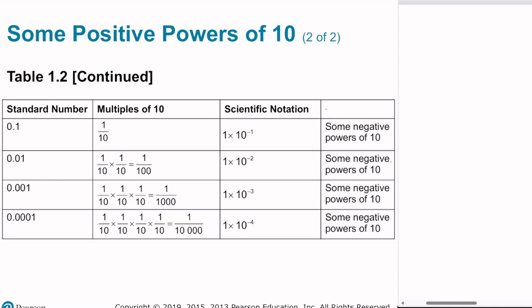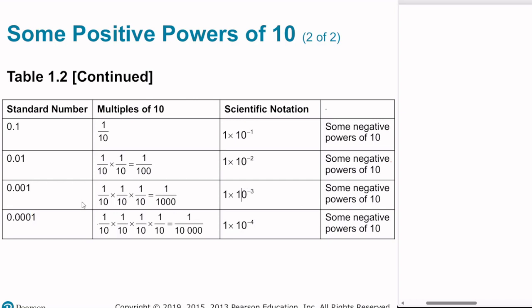Here are some negative powers of 10. For example, where our standard number is 0.0001, we can express that as 1 times 10 to the minus fourth, or 1/10 times 1/10 times 1/10 times 1/10. This number is in the 10,000ths place. The tenths, the hundredths, the thousandths, and the ten thousandths for our decimal number.